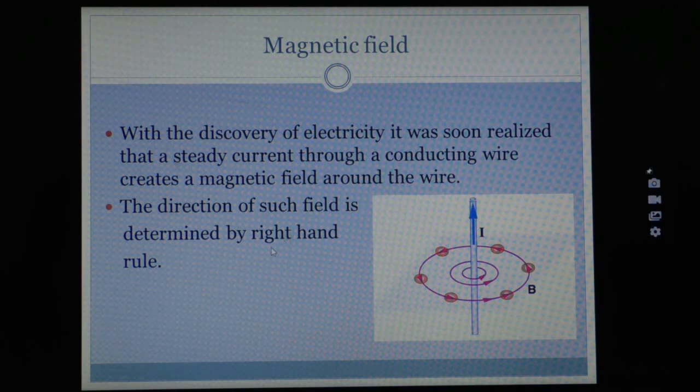The stretched thumb and the curls of the finger, it shows direction. And here also, when we just grasp this current carrying wire in our right hand, then the stretched thumb indicates the direction of electric current, and the curls of the finger, it gives you the direction of magnetic lines of force. It may have clockwise direction, it may have anti-clockwise direction.